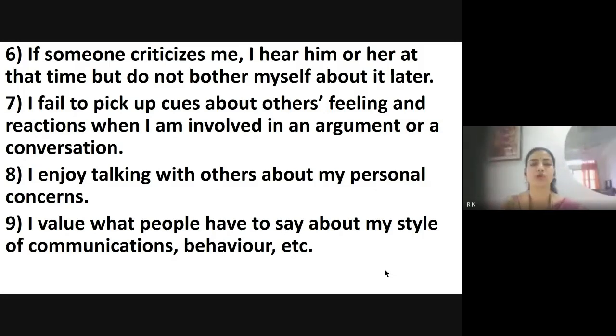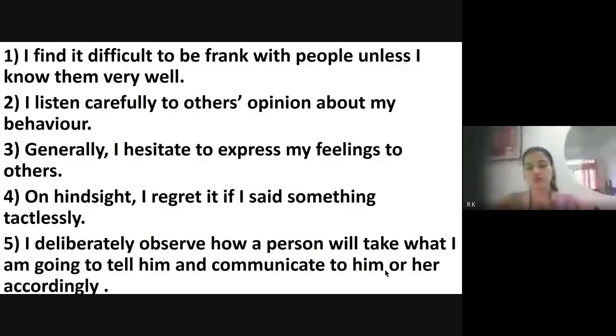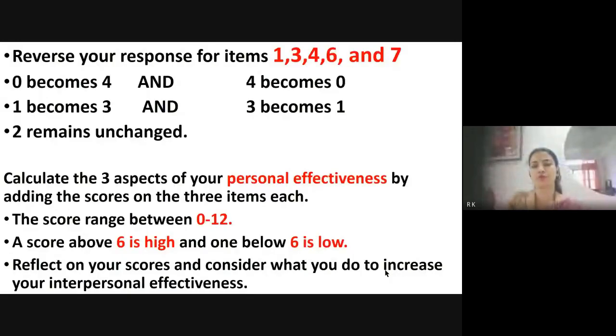Now let's look into the scoring. Participants, please understand, as I already told you, there is a reverse scoring. Beside whatever you have answered, the item number 1, 3, 4, 6, and 7. Can you see here item number 1, 3, 4, 6, and 7? For that, whatever you have given 0, it becomes 4. If you have given 4, then it becomes 0. If you have given 1, then it becomes 3. If you have given 3, then it becomes 1. So these 5 items out of 9 items, 1, 3, 4, 6, and 7 have a reverse scoring. Please make the reverse scoring. And if it is 2, then it remains unchanged.